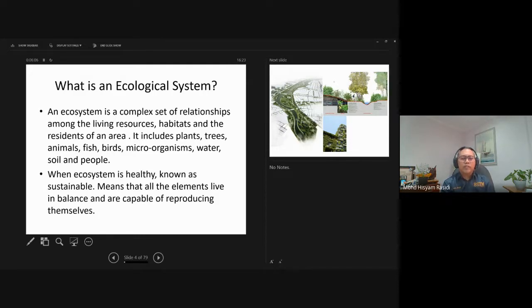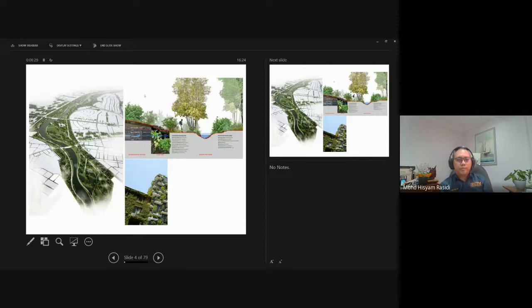What we mentioned about sustainability, right? So the ecosystem must be healthy, working, so every living thing can run smoothly in a relationship. It means that all the elements live in balance and are capable of reproducing themselves.